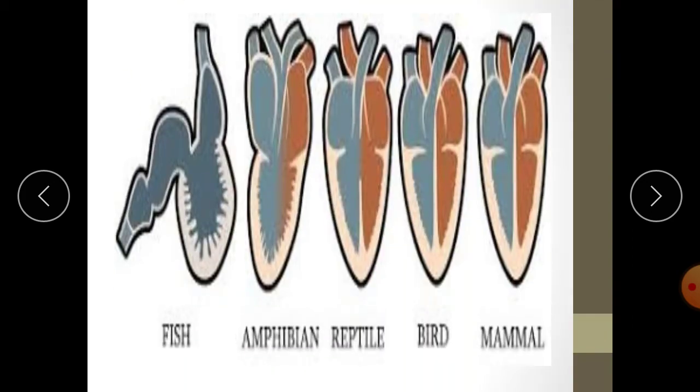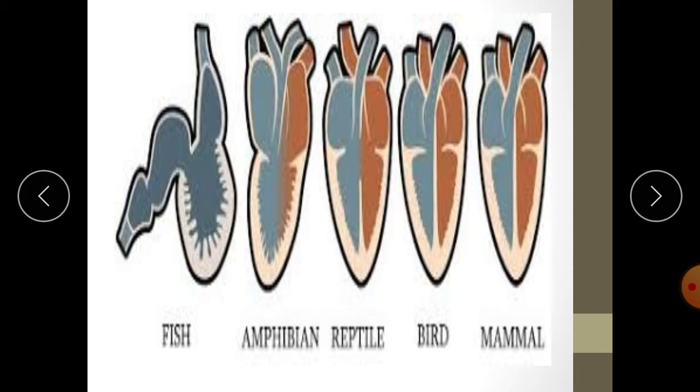Look here, these are the heart structures in different classes of vertebrates: the fish heart, amphibian heart, reptile heart, bird heart and mammal heart. The fish heart has only two chambers, the auricle and the ventricle. Only a two-chambered heart is present in fish.